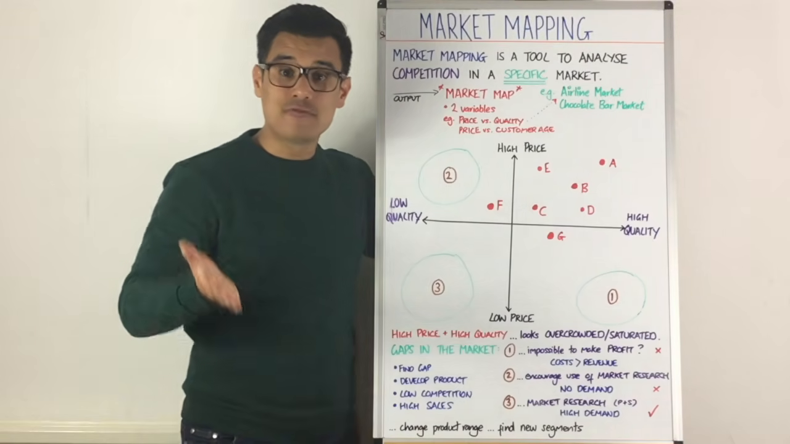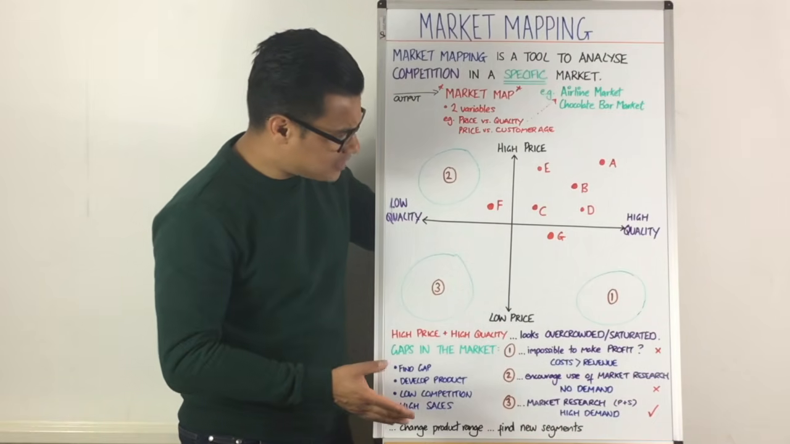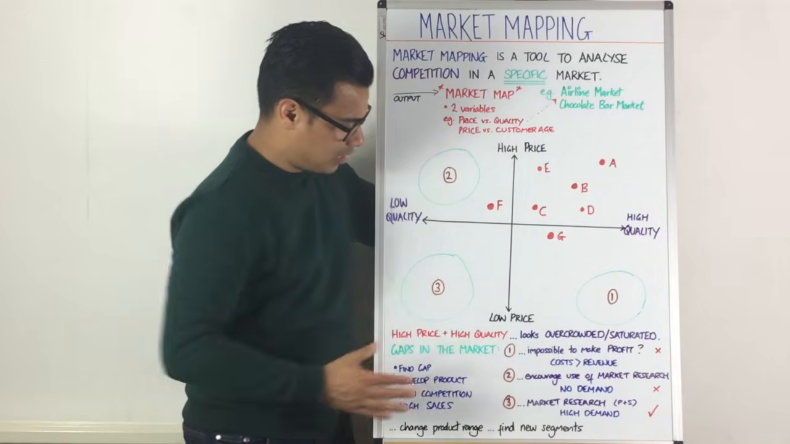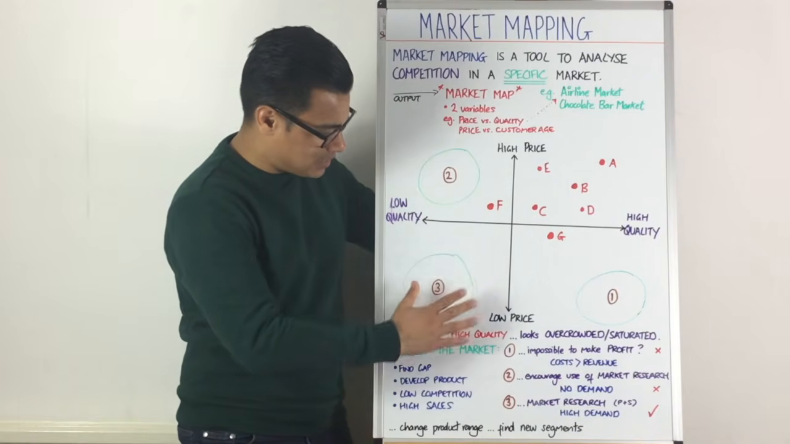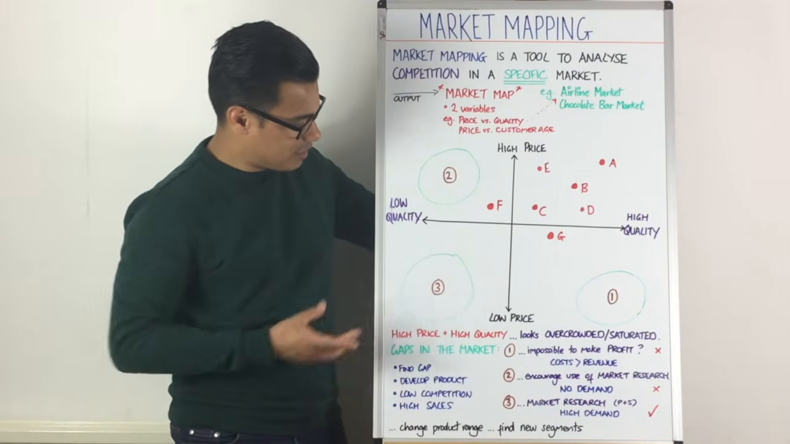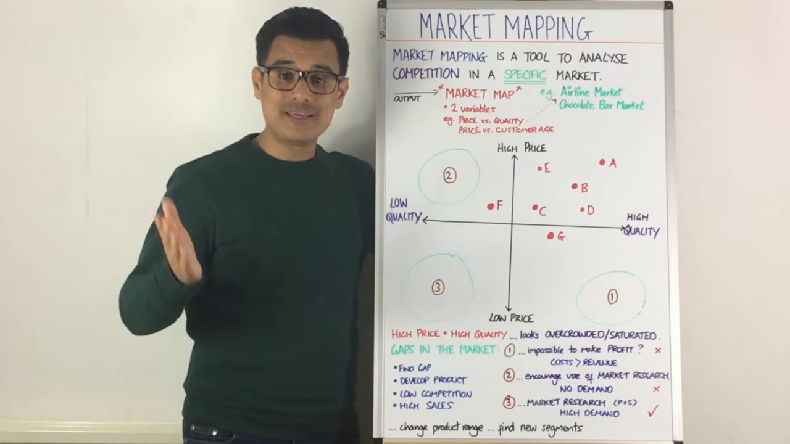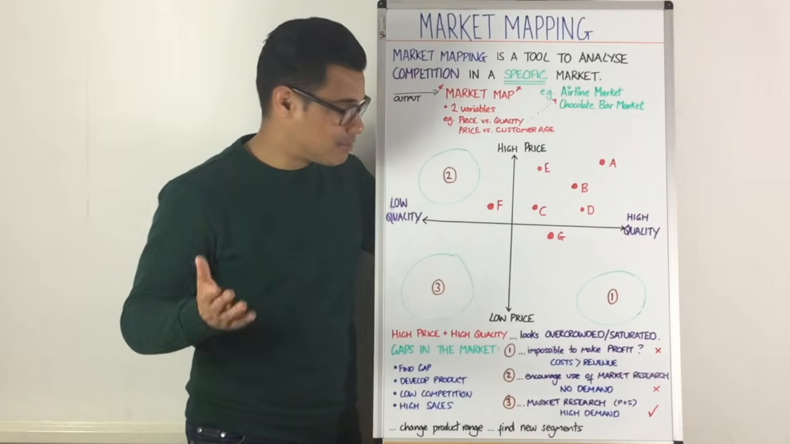So what else can you learn from doing this market map? Well, you could see that there seems to be gaps in the market. There's a gap in the market here for high quality, low price. There's a gap in the market here for high price, low quality. And there's a gap in the market here, number 3, for low quality, low price. Let's take a look at each of these gaps in the market, which is exactly what you do when you're using market mapping to make decisions.